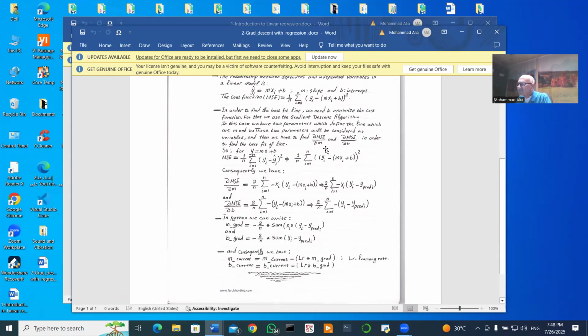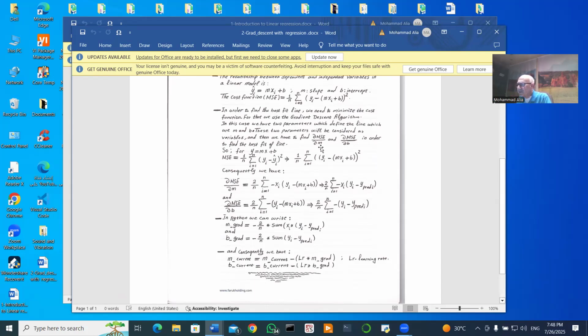To do that, at first we find the partial derivative of the mean square error by dm, here is m, and then we find the partial differential of the mean square error by db, which is the intercept in this case. We find these values, and now, knowing the differentials, we can use the gradient descent to find the minimum value.